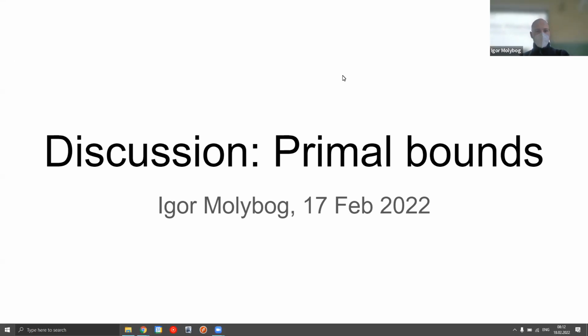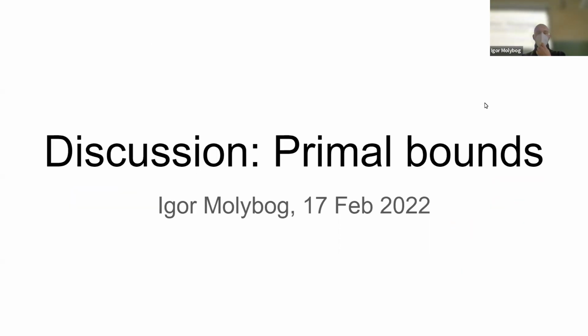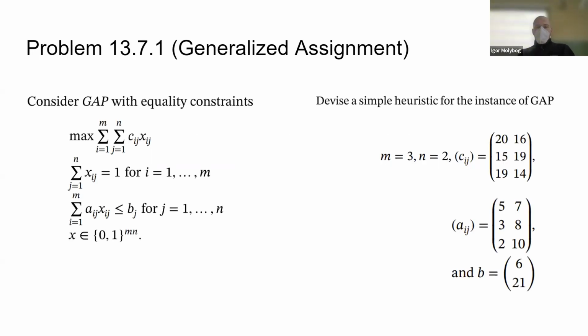All right. So today we are discussing the primal bounds, continuing the discussion from the previous lecture. I will go over a couple of examples. Some of them resemble the problems that I have prepared for the homework. The homework is going to be posted after the discussion.